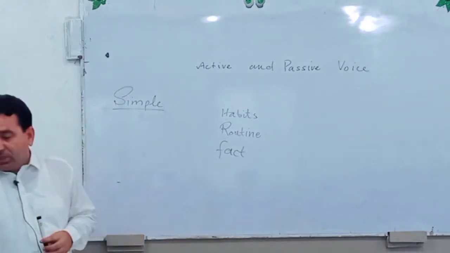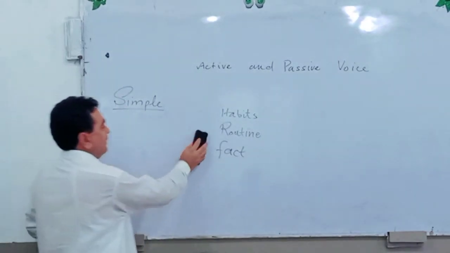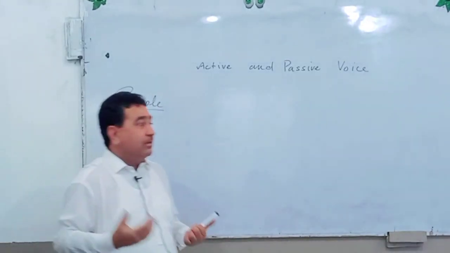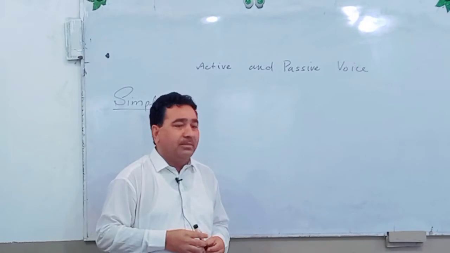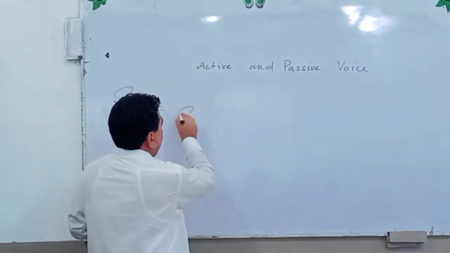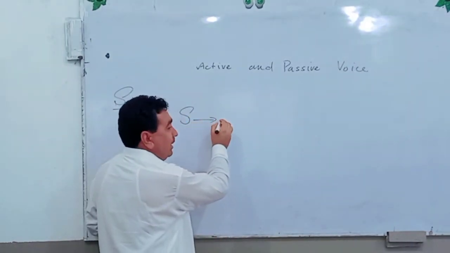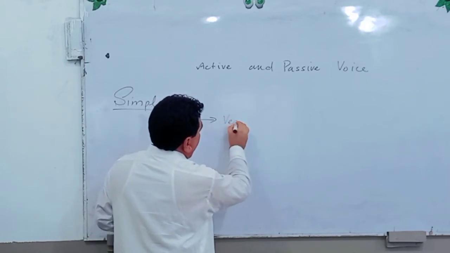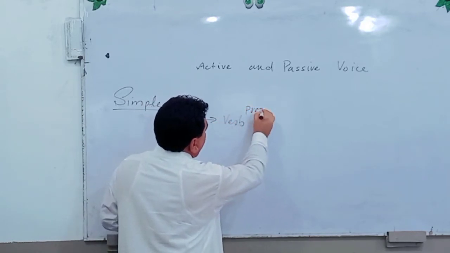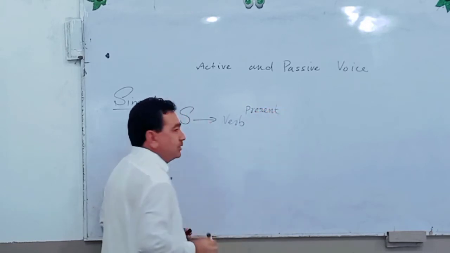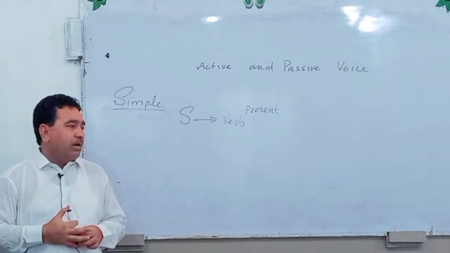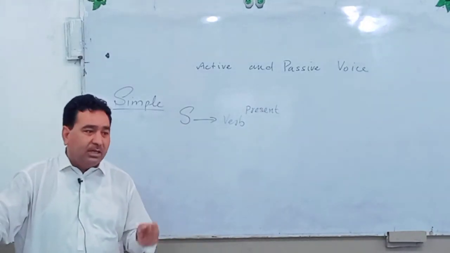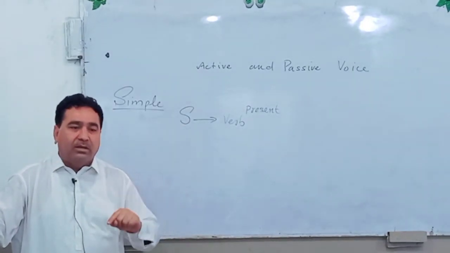What will be the structure of simple present tense? I mean, what will be the order of the words or what will be the form of the verb used in simple present tense? Remember, the subject will be followed by the present form of the verb. The verb will be in present form. Let's suppose we have a verb go, then the present forms are go and goes. So we'll either use go or goes.